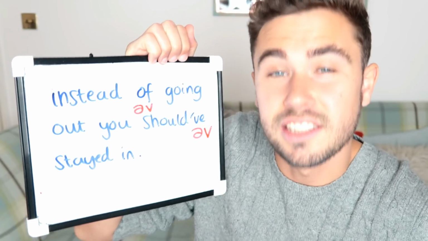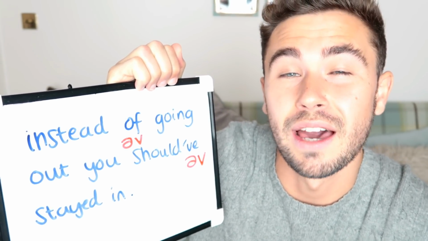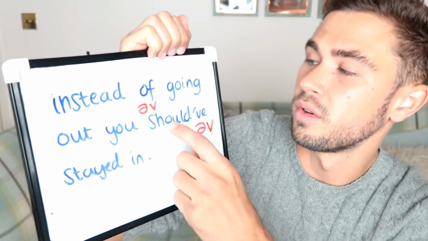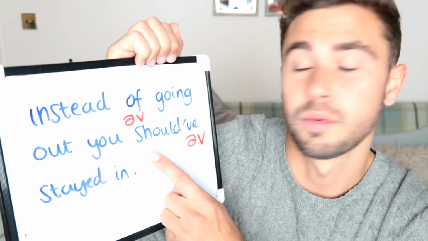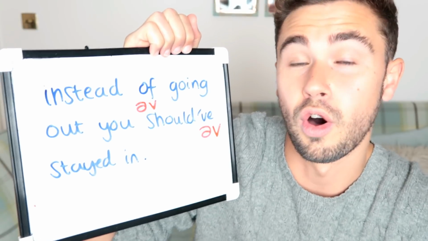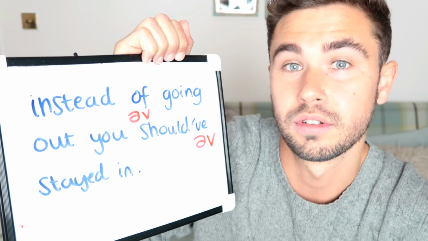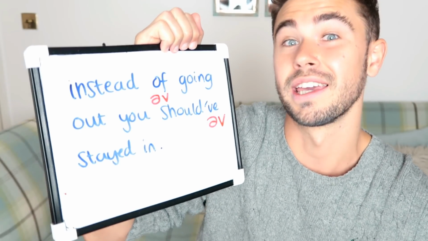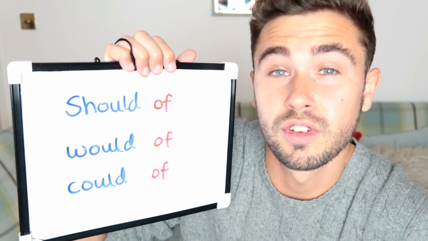For example, instead of going out last night, you should have stayed in. So, in connected speech, the of changes to a schwa. And likewise, with the contracted version of the auxiliary verb have, that changes from av to of, using the schwa again. So then when we go to write words like should've, would've, and could've, sometimes native speakers get confused and they write should of, would of, could of.